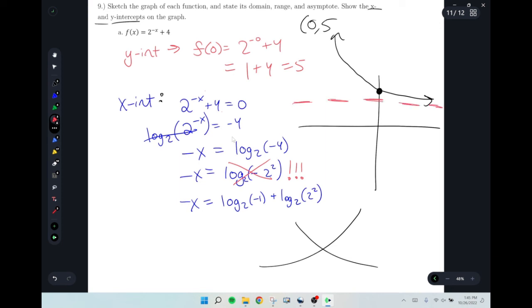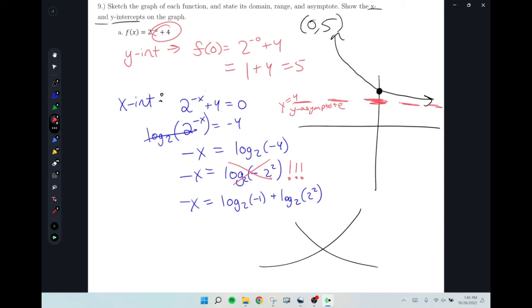0, 5 is the y-intercept because we solved for it. There's no x-intercept because that line never hits the x-axis. What other line does it also not hit? It's going to get super close to 4 and never go past it. y equals 4 is probably the asymptote because we shifted the regular asymptote of the exponential up by 4. No x-intercepts, one y-intercept.